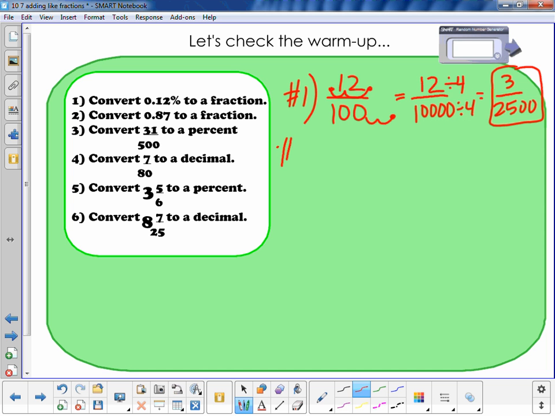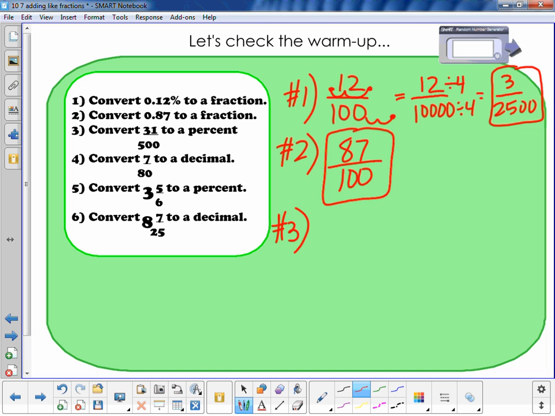Number 2, it says convert 0.87 to a fraction. Well, if you read your decimals mathematically, you would automatically hear the fraction, which is 87/100. And this is in simplest form, so that's your answer.